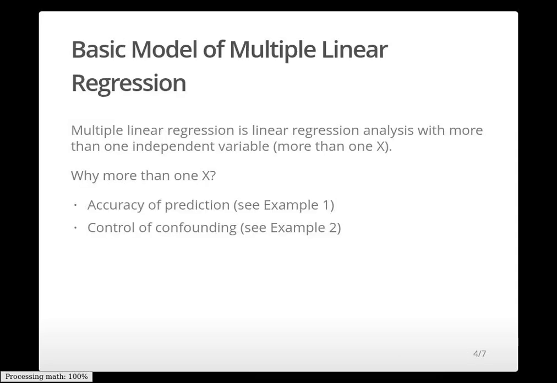In the last session, we reviewed simple linear regression, which is linear regression with one independent variable. In this session, we start to study multiple linear regression, which is linear regression analysis with more than one independent variable. Why do we sometimes want to use more than one independent variable? There are two major reasons. First, it may raise the accuracy level of prediction. Second, it may help to control confounding in relationships among variables.